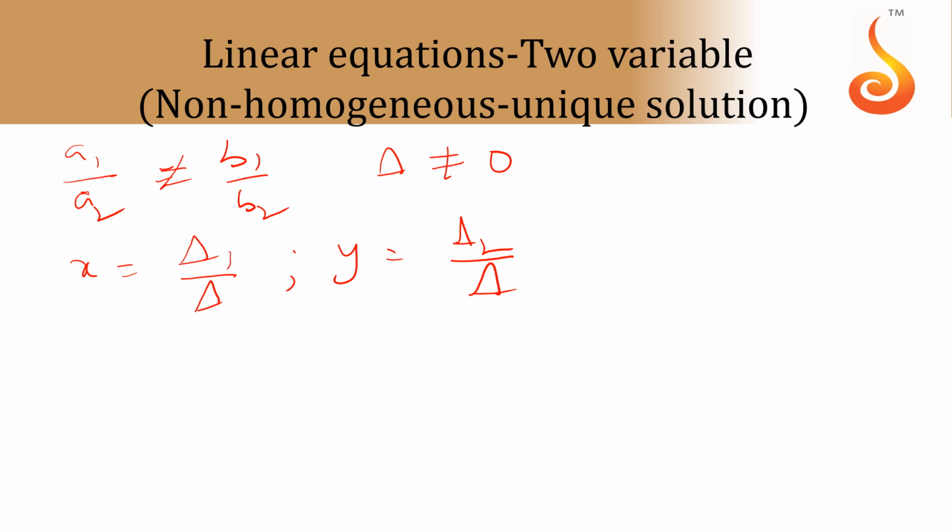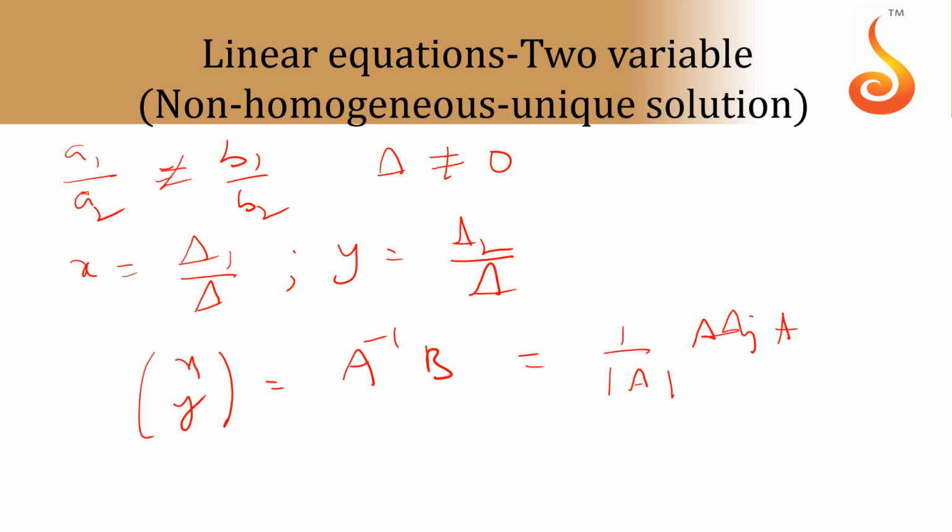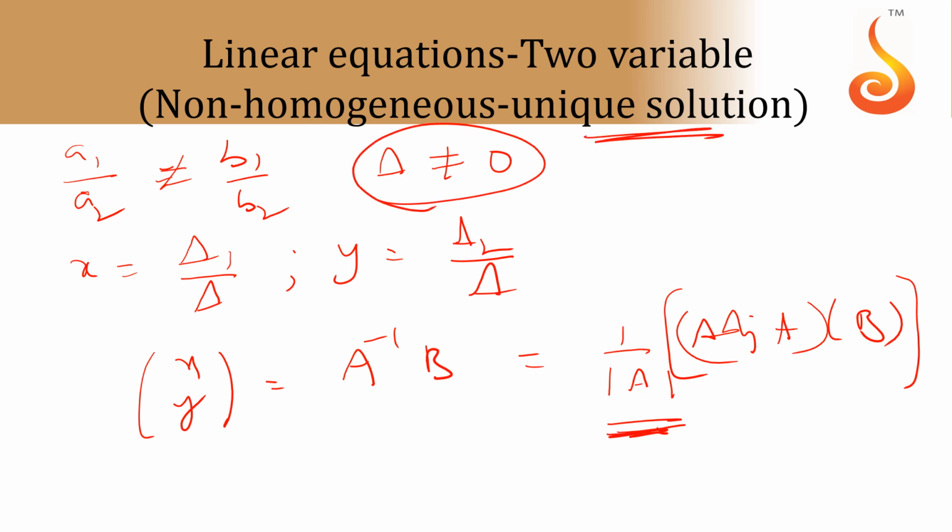There is another method called the matrix inversion method, so that the matrix [x; y] can be calculated by the procedure A inverse into B. Actually, what is A inverse? It is 1 by det A into adjoint A. So A inverse B equals 1 by det A into adjoint A into B. This is possible when det A is not equal to 0. That is the reason for a unique solution; that is the meaning of unique solution. Then only a unique solution exists. So if you multiply adjoint A to B, whatever matrix you get, multiplied by 1 by det A, you will get the x and y values.